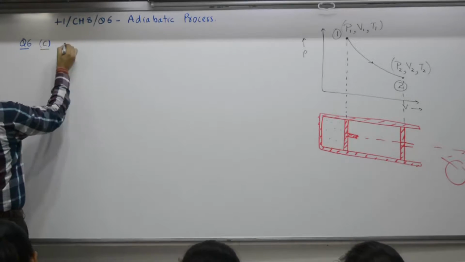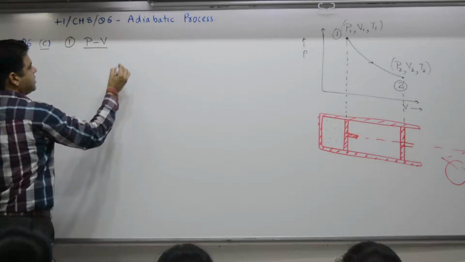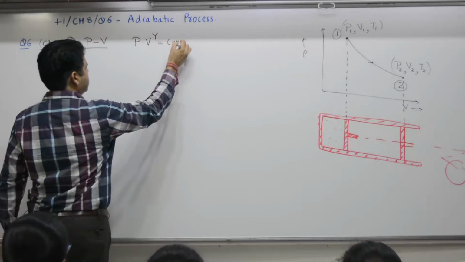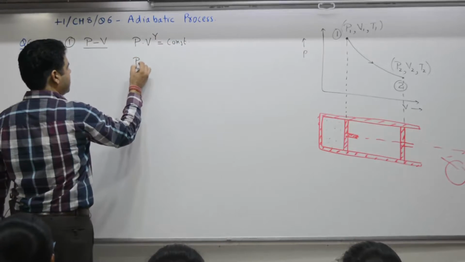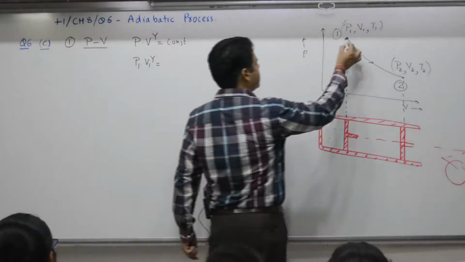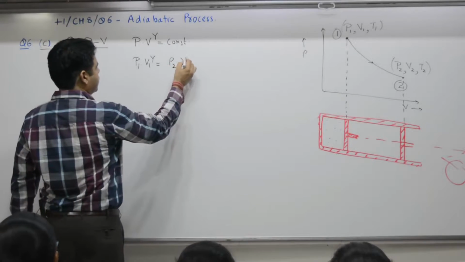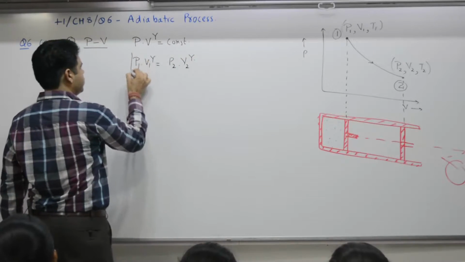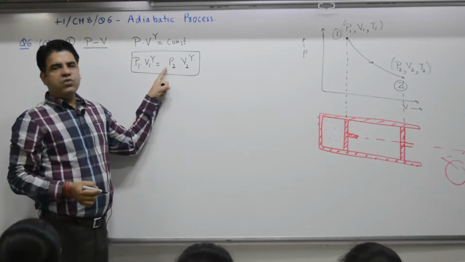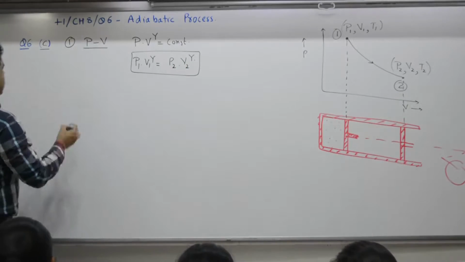C part. First part is relationship between P and V for adiabatic process. P V to the power gamma is equal to constant. Means what? P1 V1 to the power gamma, that is this point, is equal to P2 V2 to the power gamma. Competition questions will give you pressure ratio, P1 to P2 ratio. You have to find out V1 to V2 ratio. You can find out.